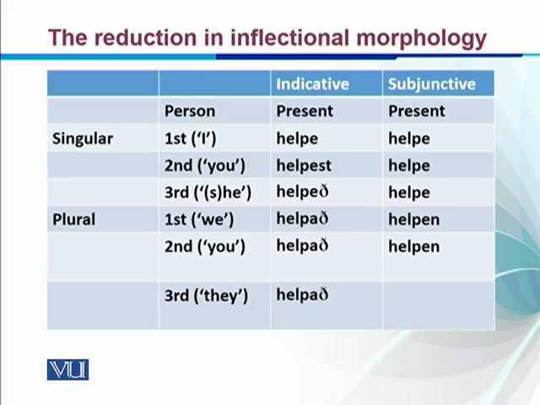Now we don't have three different forms. For example, in the second person plural, we have the same form. So you can look at how, first person, I help, and subjunctive, I help. Second person, you helpest and help. And third person, you help and you help. Similarly, you can find them used as plural.